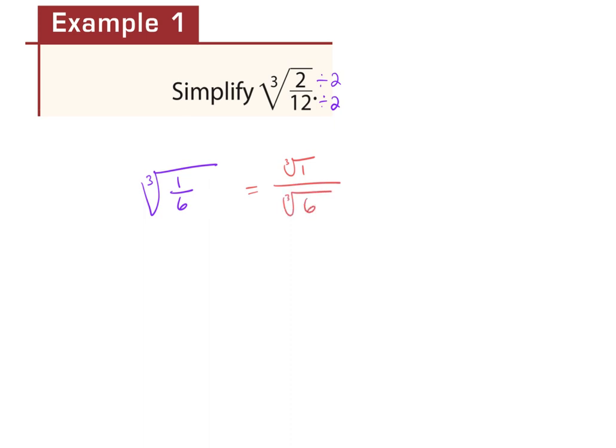1 always has a root. No matter what the index is, the root is 1. Okay? So positive 1, no matter what the index is, this is going to equal 1. 6, however, does not have a cubed root. It doesn't have a square root. It is just 2 times 3, okay? And so to get rid of a root, you really have to multiply it by how many times it is a root, if that makes sense.